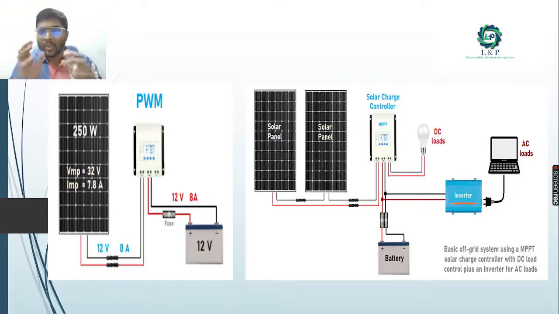With the help of the solar panel we charge our batteries, and the output can be DC if required. Using inverters you can convert the DC to AC.